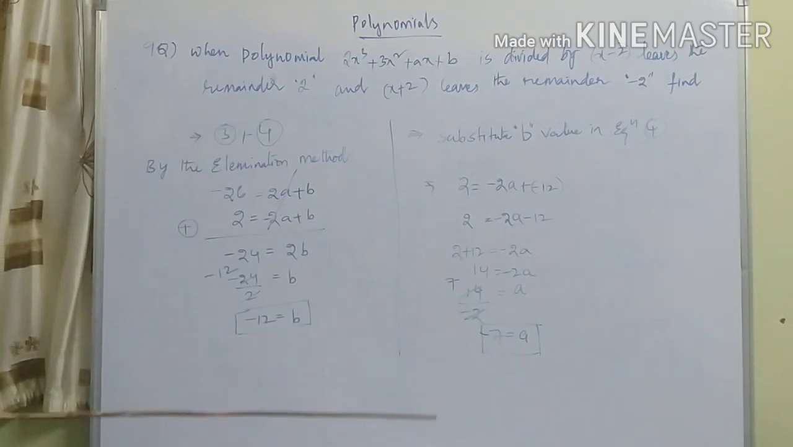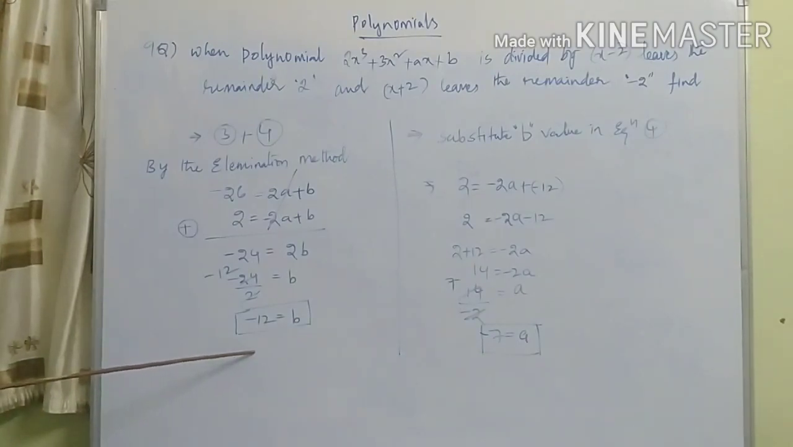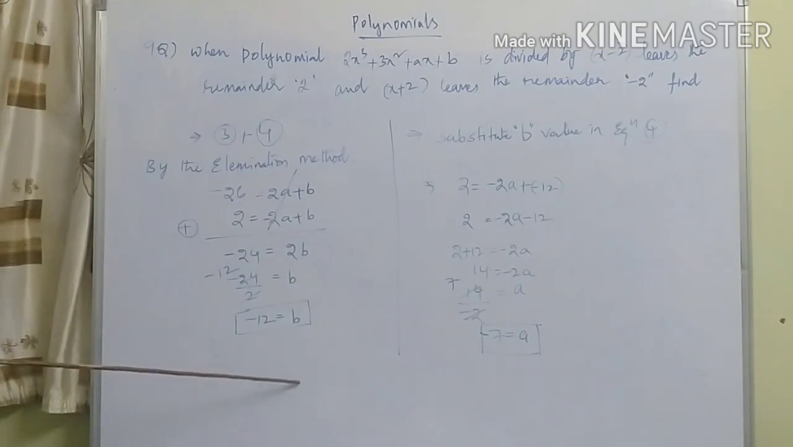So the final a equals minus 7, b equals minus 12. These are the values of a and b.